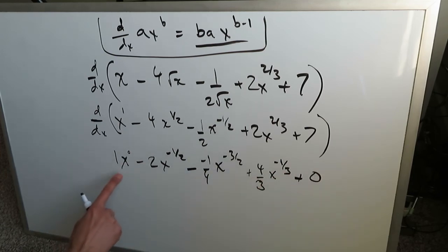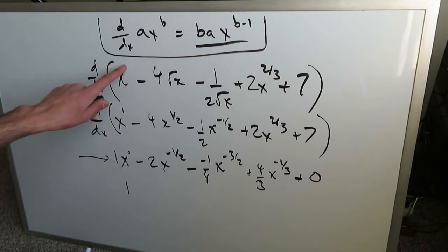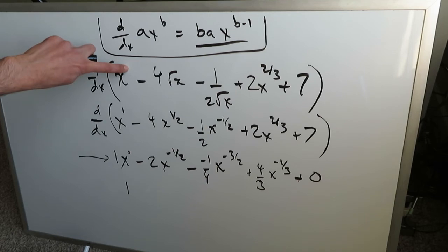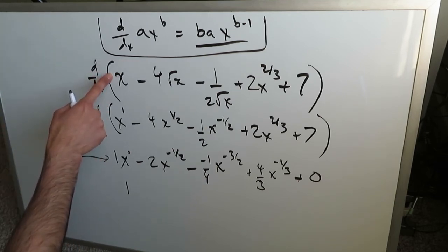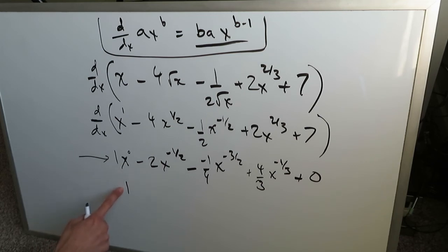Now let's come down over here. 1 times x to the power of 0 is just 1. Easy. Anytime you have a variable with only an exponent of 1, whatever the coefficient was, it could have been 2, 3, 4, 5, whatever, it'll come down and you'll have lost the variable. Let's look at this next one.